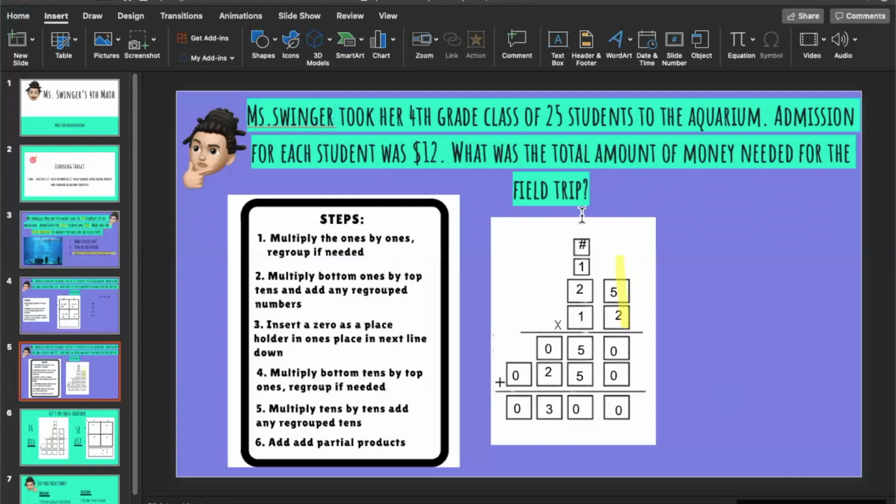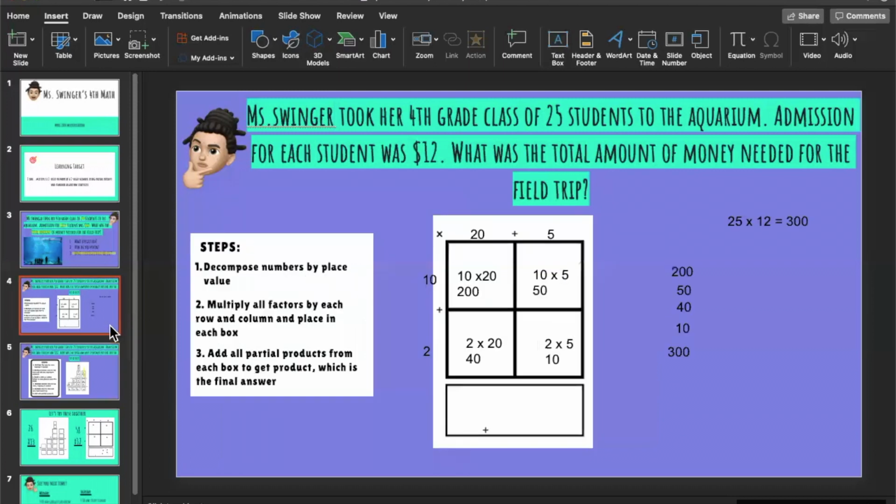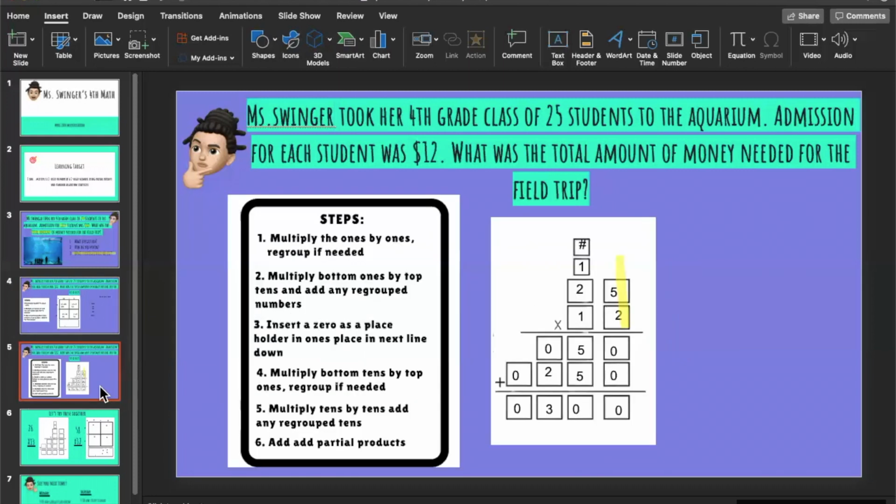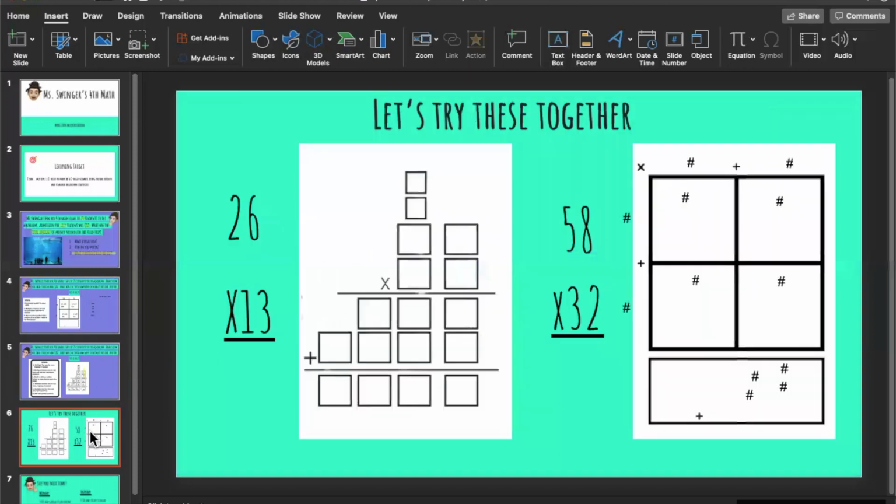So again, we have solved the same problem with 25 times 12, trying to find the total amount of money needed for the field trip. In both problems, we were able to see that we still get the same answer, which we should, okay? So now we know if Miss Winger were to take 25 students to the aquarium and it costs $12 for each student, the total amount of money that's needed for the field trip to get into the aquarium will be $300. And we know that because we solved the problem using 2 strategies and we arrived at the same product, which is 300.